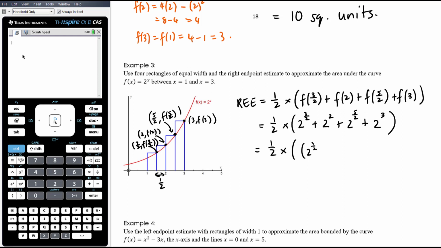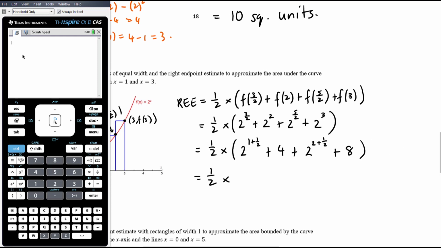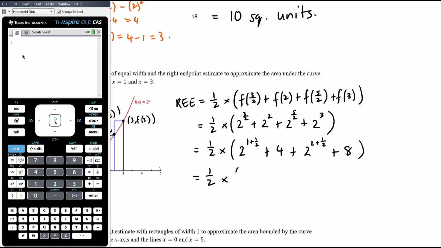Or the other way we could think about this is that this is 2 to the power of 1 plus a half. That might be a better way to do it actually. 2 to the power of 1 plus a half. 2 squared is 4. This is 2 to the power of 2 plus a half. And 2 cubed is 8. Okay, so the advantage of that is when we're multiplying we add powers. So this is the same as 2 to the power of 1 times 2 to the power of a half. Let's add that 4 and that 8 together, we'll put that as a plus 12 at the end. And then this is the same, this is 2 to the power of 2 times 2 to the power of a half.